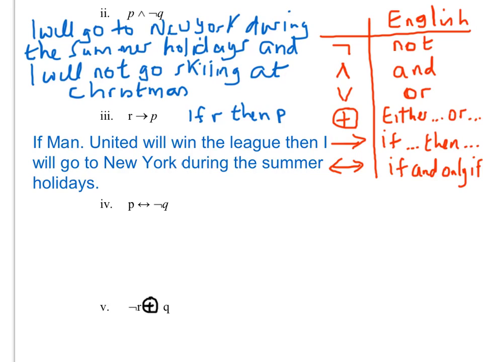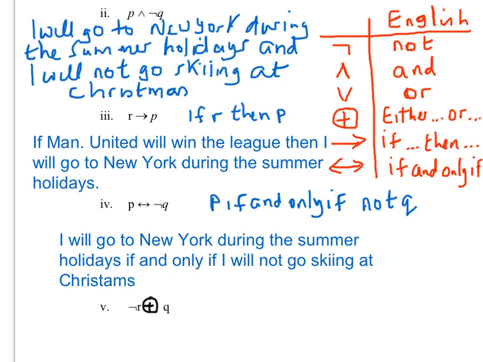symbol. So if I was to write it, it would be P if and only if not Q. And putting in the English, the solution reads: I will go to New York during the summer holidays if and only if I will not go skiing at Christmas.